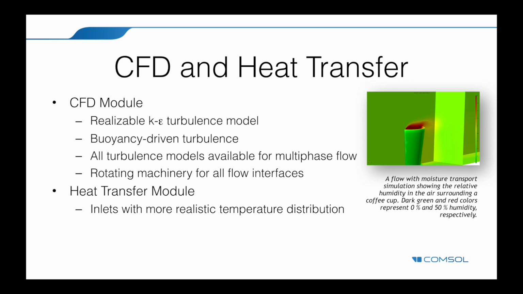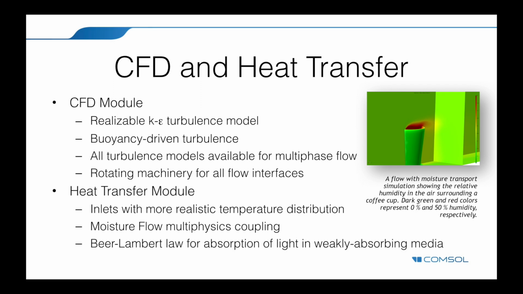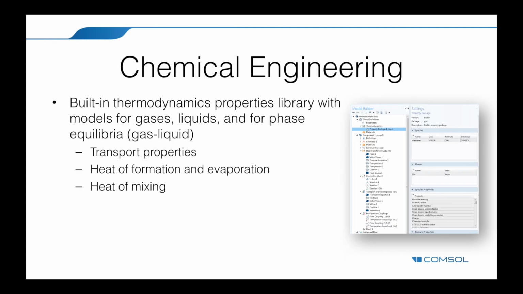On the heat transfer side, there is a new type of inlet with more realistic temperature distributions. It lets you define the upstream temperature and pressure instead of bluntly setting the temperature uniformly across the inlet. It computes the enthalpy and uses this information to set an appropriate heat flux at the inlet. A new moisture flow multiphysics coupling and a new Beer-Lambert interface for absorption of light, typically laser light in weakly absorbing media. This is available as a new physics interface called radiative beam in absorbing media.